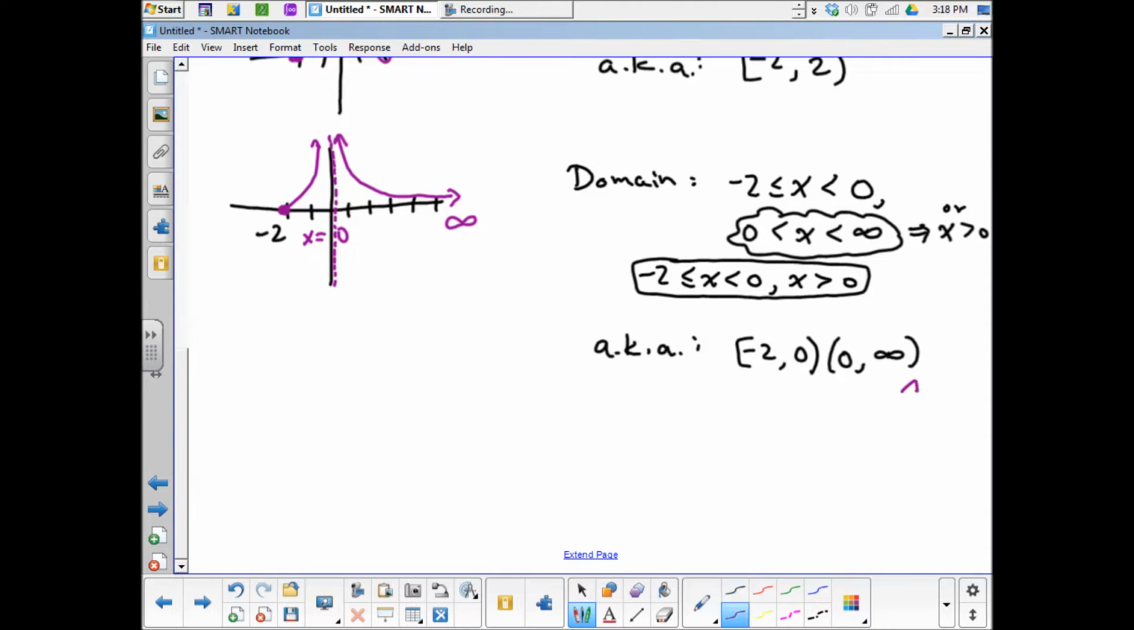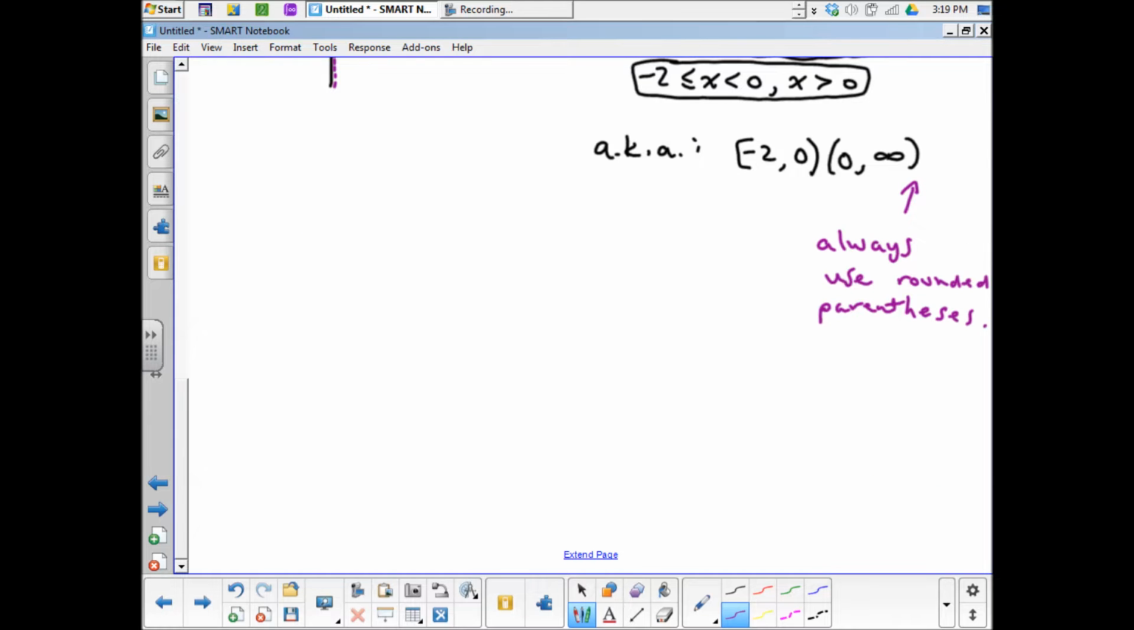Okay, if you put an infinity in one of these brackets, you always use rounded parentheses when you're writing infinity. And the reason for that is you can't ever include it. You can never include infinity. So you would never put a square bracket on an infinity, either as an opening of a negative infinity or closing of an infinity. This is how you'd write it with rounded. Okay, here's our last one for that set.